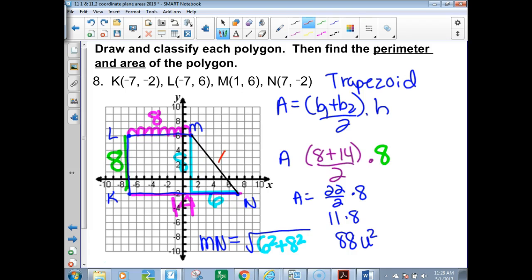If I'm calling that, say, x, that would be like x squared equals. Does anybody maybe want to see me do it like this? That's why I'm doing the square root of 6 squared plus 8 squared. All right, is that 10? Because this is 100, isn't it? Square root of 100, you get 10. So MN is 10. Now we can do the perimeter. Just add up 8 and 8 and 14 and 10.